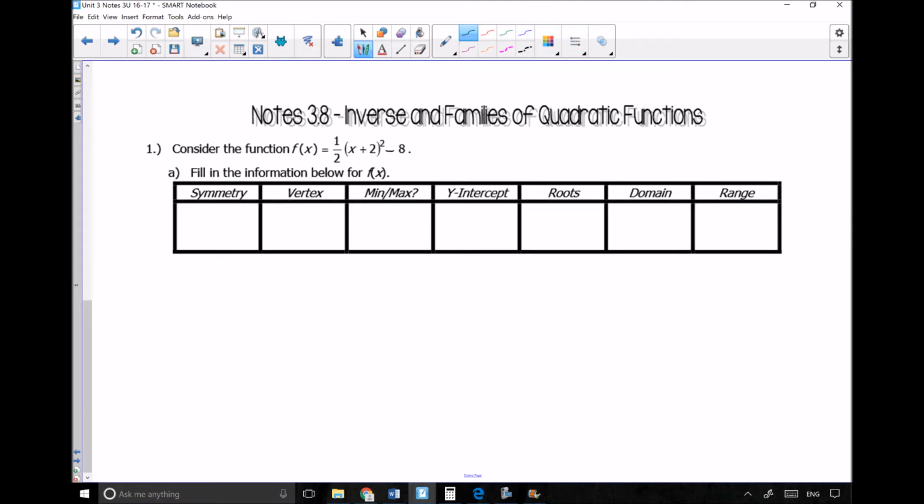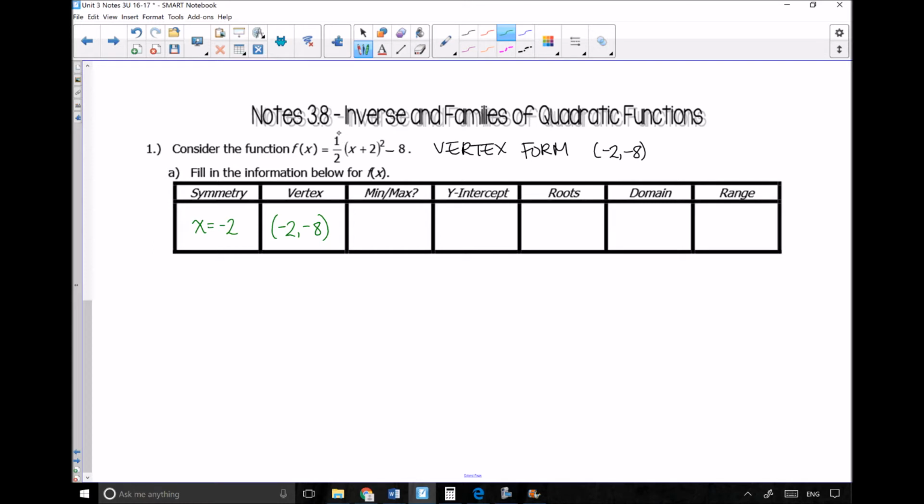Sorry about that. So if you notice right here, this is already written in vertex form. The equation that we have here is written in vertex form. So therefore, I can look at my equation and I can see that my vertex is going to be -2, -8. So let's fill this in right here. My vertex is -2, -8. And the axis of symmetry always occurs on my vertex. So the axis of symmetry is going to be x equals -2.